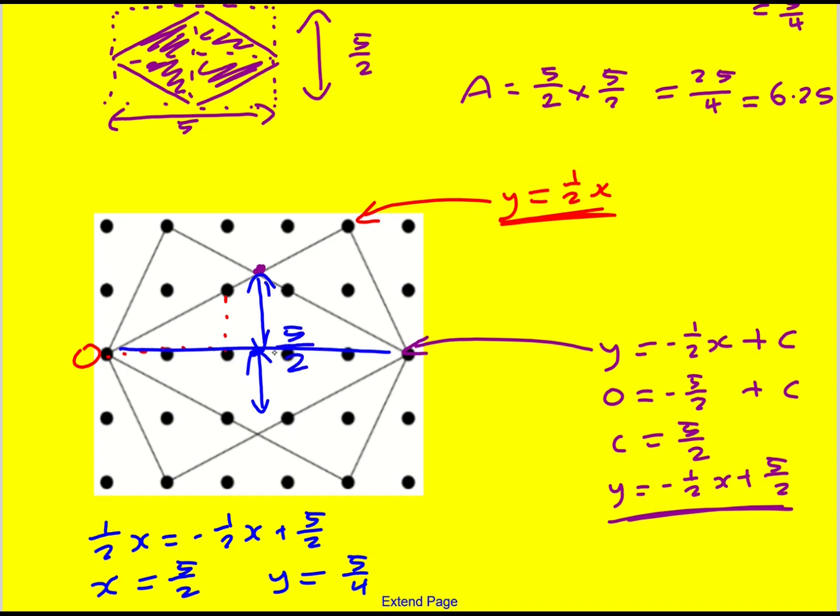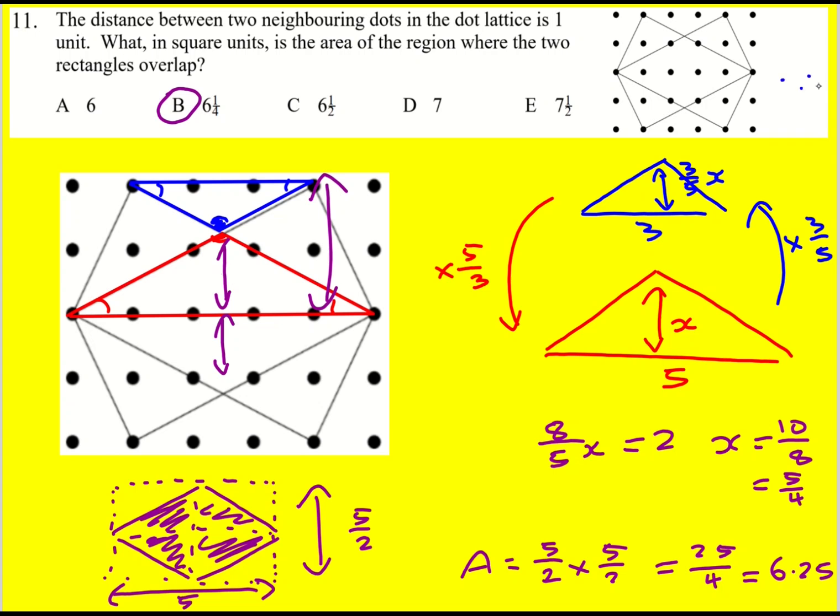I can use the diagonals. So it's one way of doing it without similar triangles. But both really solid methods, I think. Well done.